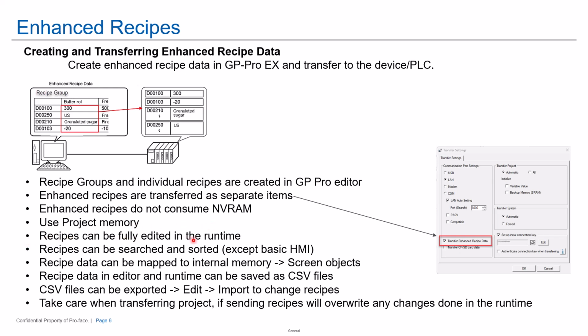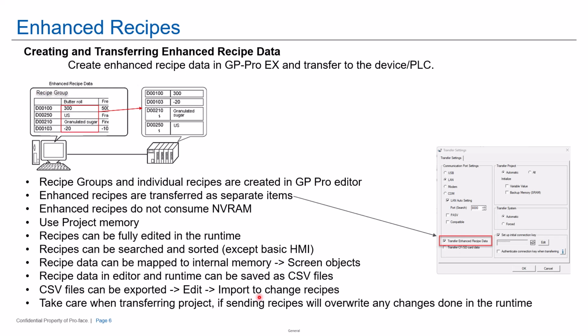And then the recipes can be fully edited in the runtime. They can be searched and sorted in the runtime, except in some basic HMI models. Recipe data can actually be mapped to internal memory, which allows us to use standard screen objects to edit the individual recipe elements outside of the normal editing objects. We can now do it with screen objects. The recipe data in the editor and the runtime can be saved as CSV files. The CSV files can be exported, for example, edited, and then imported in to change the recipes.